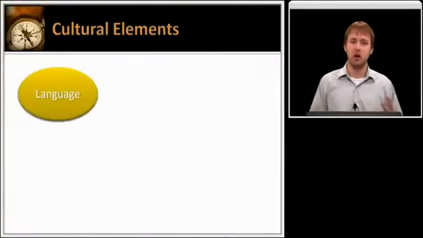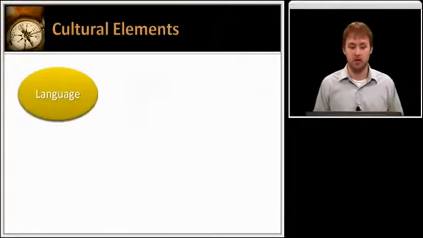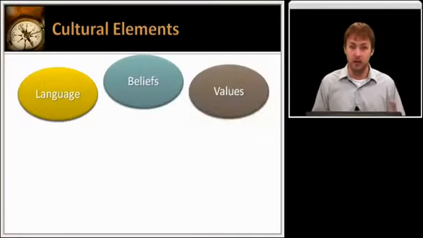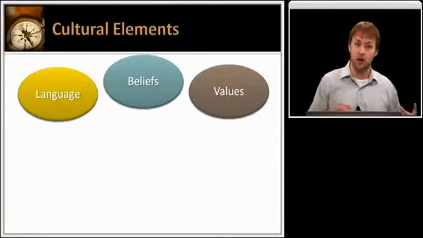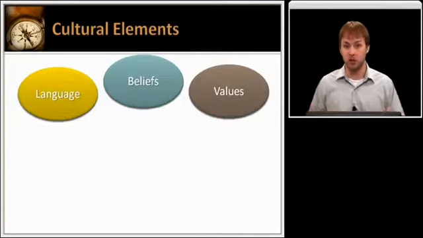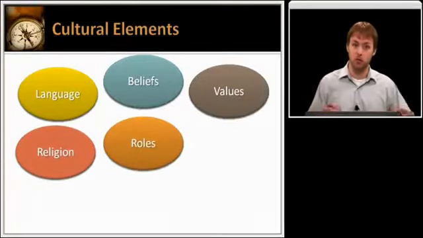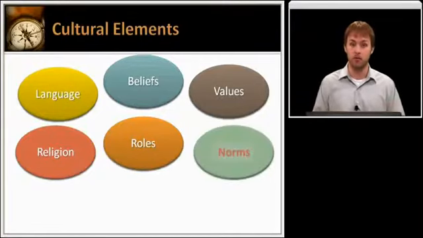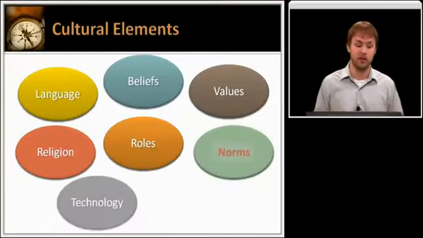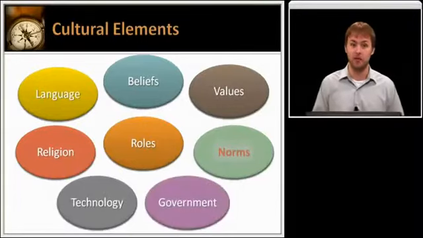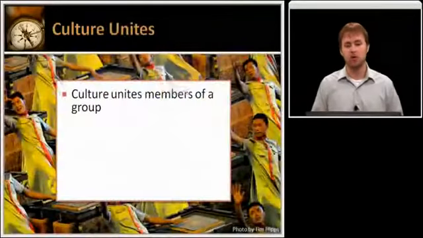Now, culture involves many elements, and we're going to talk about a few here, including language, beliefs, value systems. In some cultures, for instance, large families are highly valued, so parents are encouraged to have many children, and that's unique to certain cultures. We also have religion, gender roles, the roles that men and women have in that society, in that culture. Norms, social norms, how people interact with each other, as well as technology and types of government.